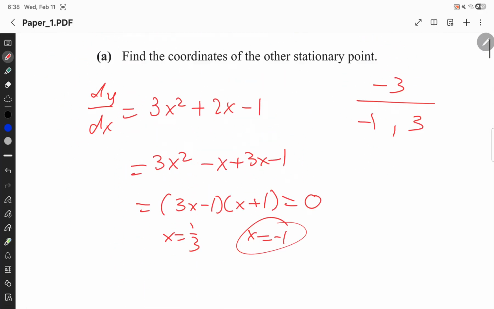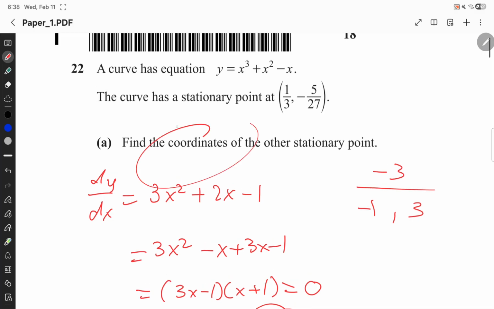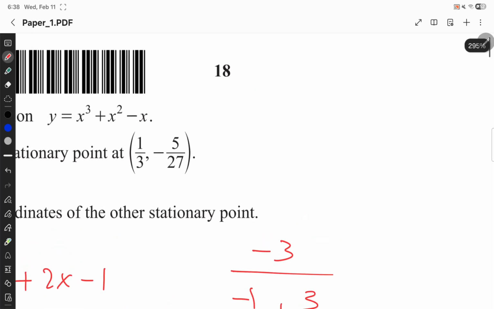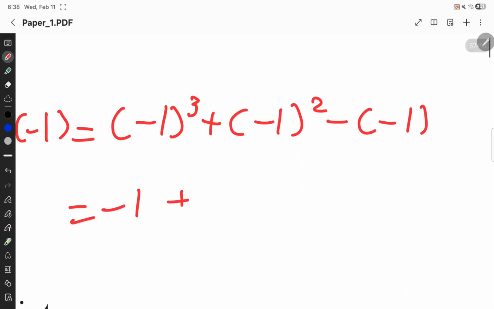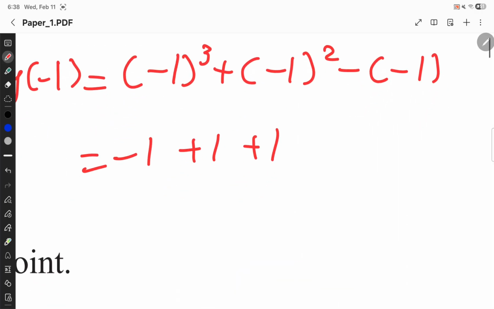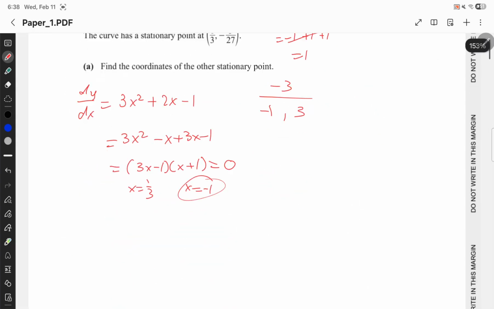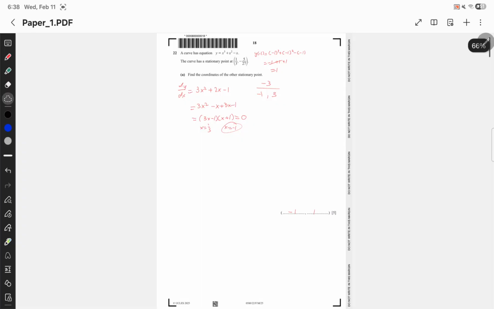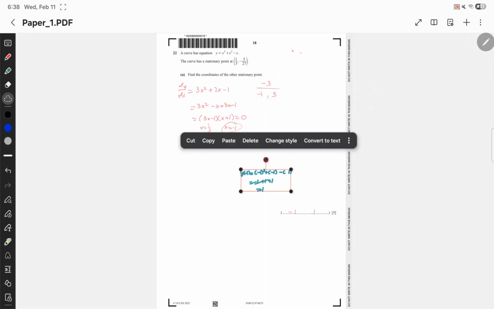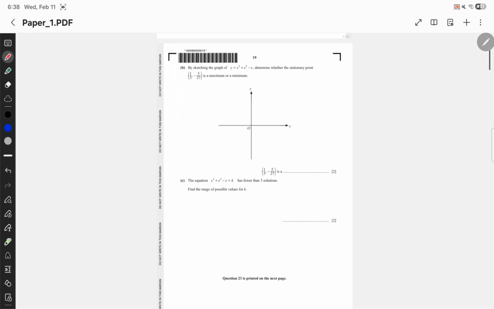So this is x equals -1. We need to find the coordinates, meaning you need to plug this back into the formula. Since I don't have space, I will just write this here. y of -1 is equal to (-1) cubed plus (-1) squared minus (-1). So this is -1 plus 1 plus 1. This cancels out, equal to 1. So the other point is (-1, 1). See, we barely used any space. So don't worry about that.